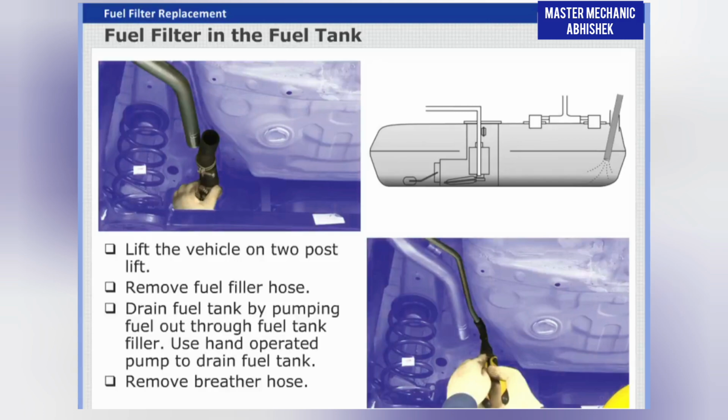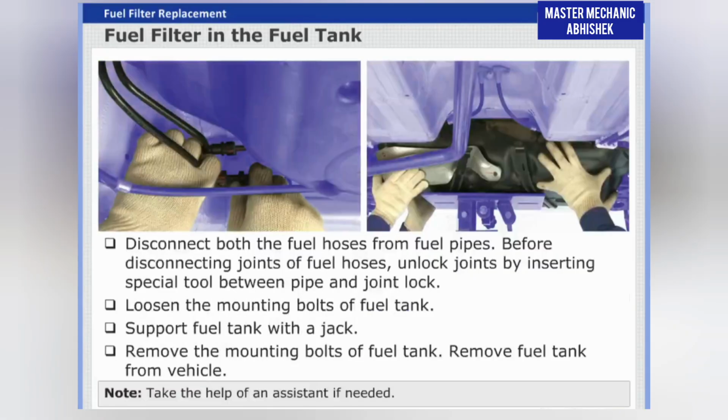Remove fuel filler hose. Drain fuel tank by pumping fuel out through fuel tank filler. Use hand-operated pump to drain fuel tank. Remove breather hose. Disconnect both the fuel hoses from fuel pipes. Before disconnecting joints of fuel hoses, unlock joints by inserting special tool between pipe and joint lock.